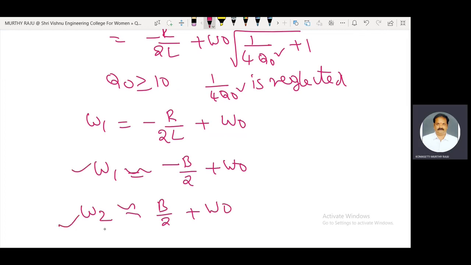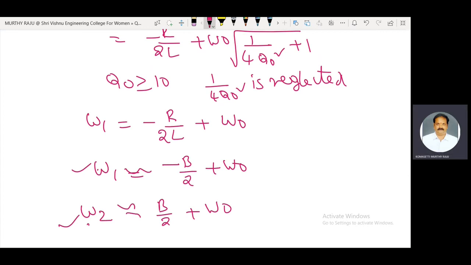These omega 1 and omega 2 are the two half-power angular frequencies, placed on either side of the resonant frequency. These half-power frequencies are, for all practical purposes, symmetrical around the resonant frequency and can be approximated.